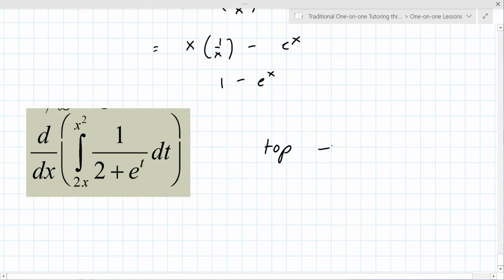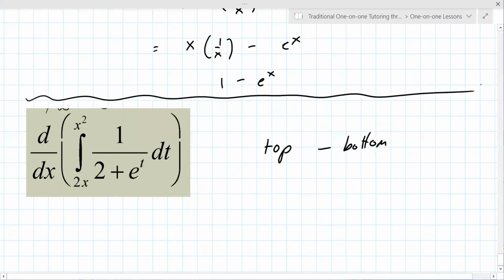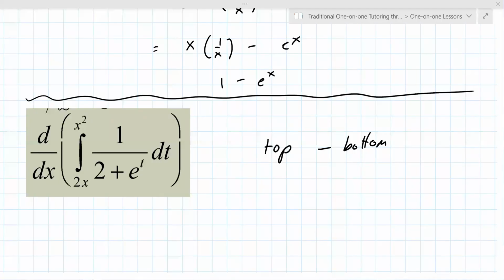Okay, so 1 over 2 plus e to the x squared. Oh my gosh. I apologize. My window just closed. Good. We'll get it back. Two plus e to the 2x.